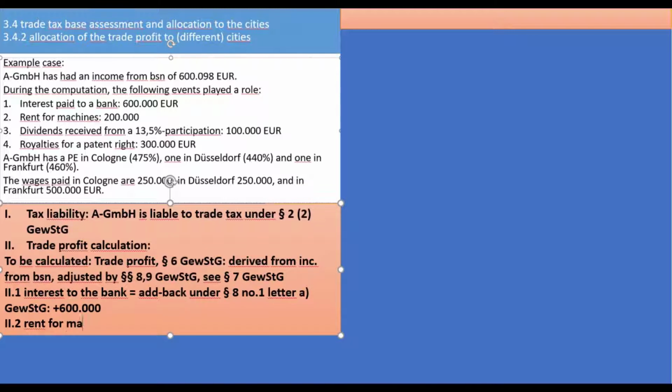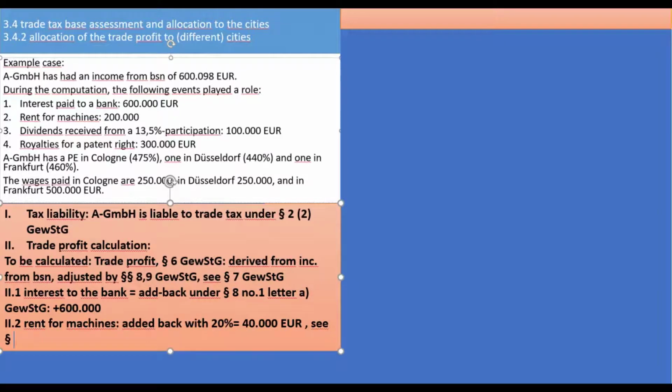2.2, the rent for machines, added back with 20%, that's 40,000 euro. See paragraph 8, number 1, letter D of the Trade Tax Act.